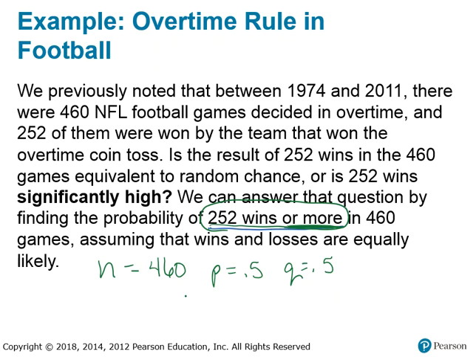So using StatDisk, we end up with a probability of 0.0224. So now that is less than 0.05, so because it is less than 0.05, as we discussed in the last section, then it is significantly high. Because remember, if it is less than 0.05, then we count it as significant.